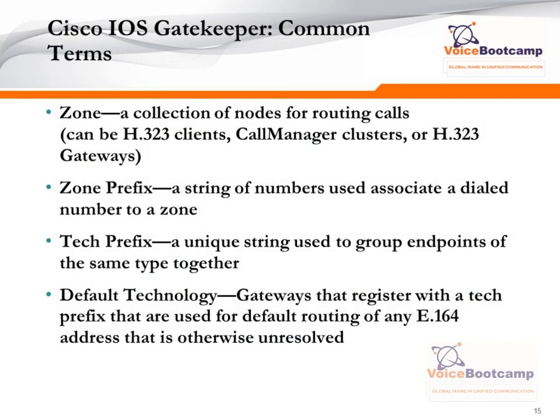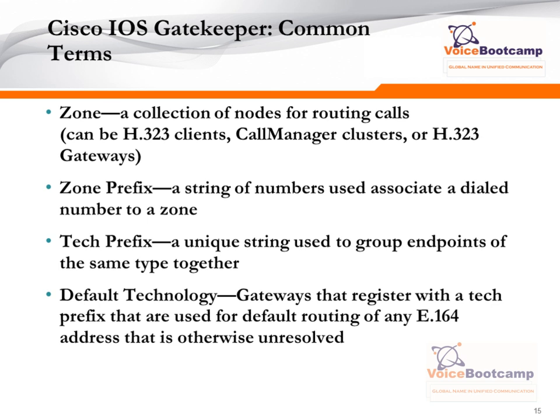Gatekeeper uses some common terms to establish a call. Zone, which is a collection of nodes for routing calls. A zone can contain H.323 clients, call manager clusters, and gateways. Zone prefix, these are static routing.